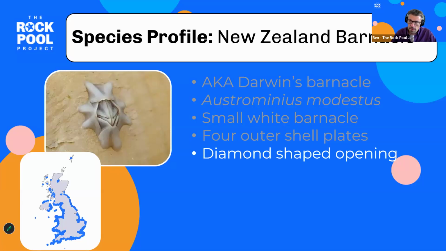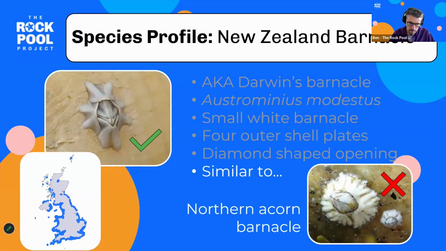It has a diamond-shaped opening. So that's the central bit of the barnacle here. That doesn't completely tell you what it is. There is one other species, at least, that has a diamond-shaped opening, and there it is there. This is the native species that you're probably most likely to mix it up with, which is the northern acorn barnacle. There's not a great picture to see that it's got 6 plates here, but one way of telling, you can see the difference maybe in the color there, but you can also see that there's a bit of a difference in the shape of the plate.